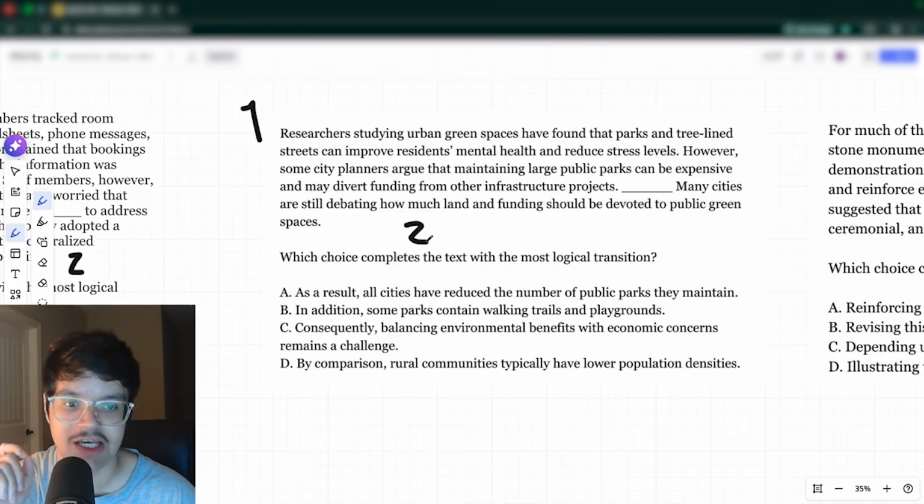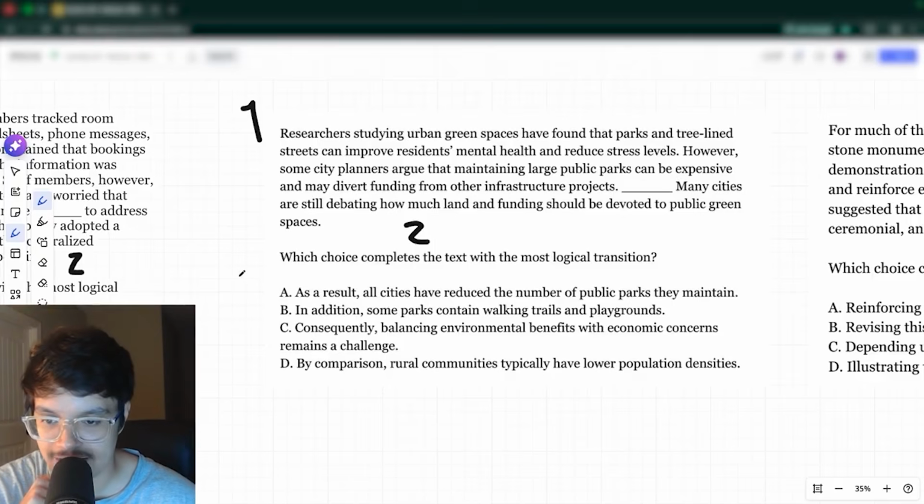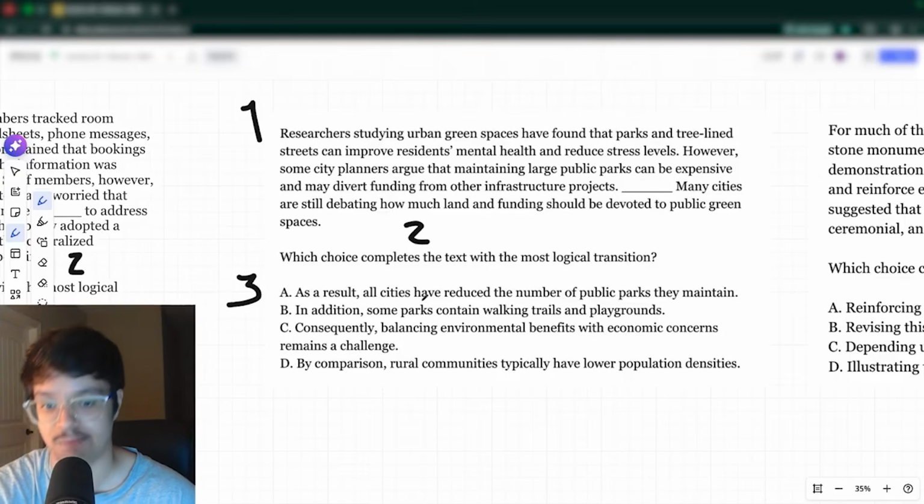So I think we just need something here saying like, okay, they're debating it. They're arguing about this thing. Maybe because of these things, as a result, they're arguing. Looking at the choices now, let's see the one that matches. So as a result, that part looks good, but let's see what follows it, because we have to look at the entire choice, not just the first part of it.